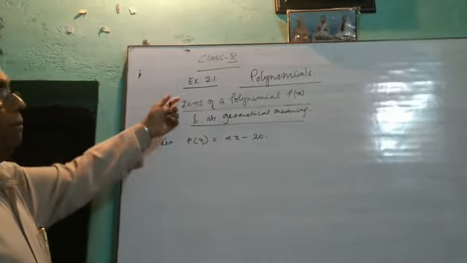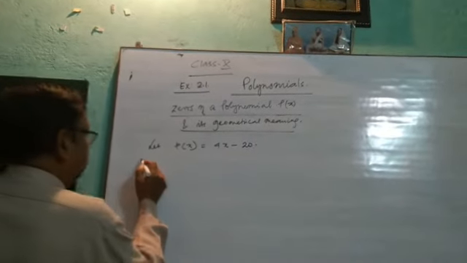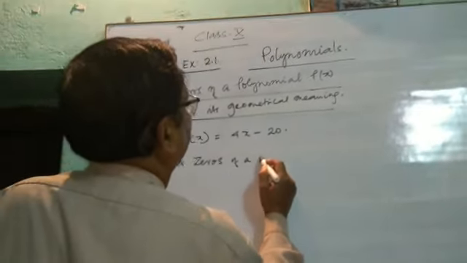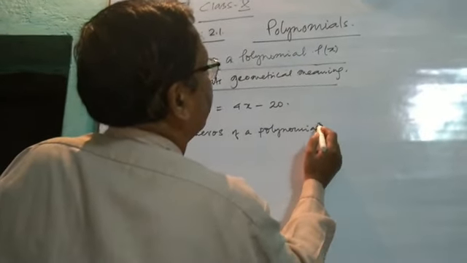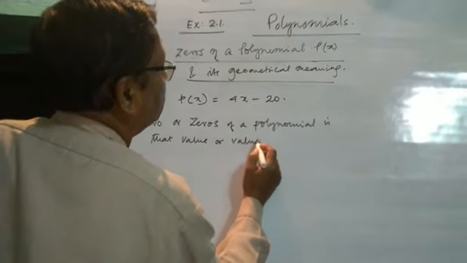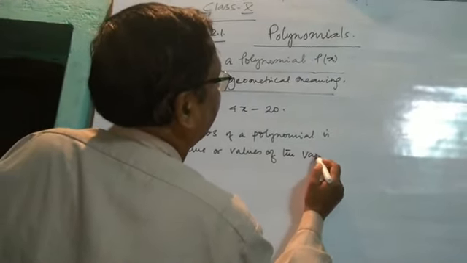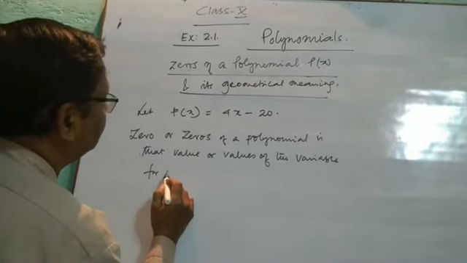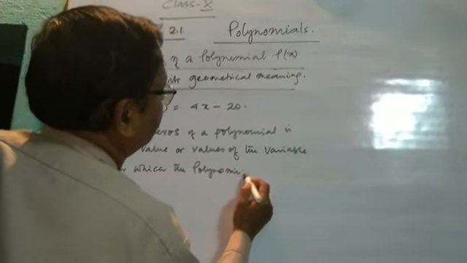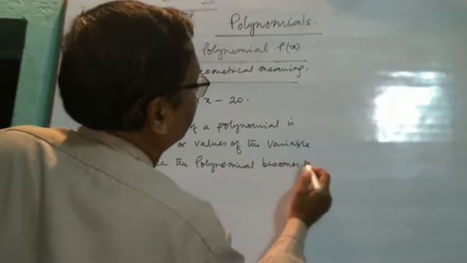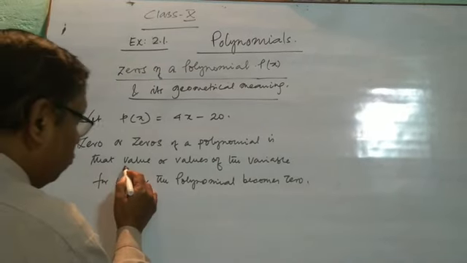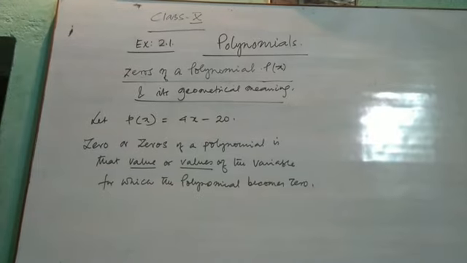Now, what is the zero of a polynomial P(x)? Zero or zeros of a polynomial is that value, or values, of the variable for which the polynomial becomes 0. Zero or zeros of a polynomial is that single value, or values, of a variable for which the polynomial becomes 0.